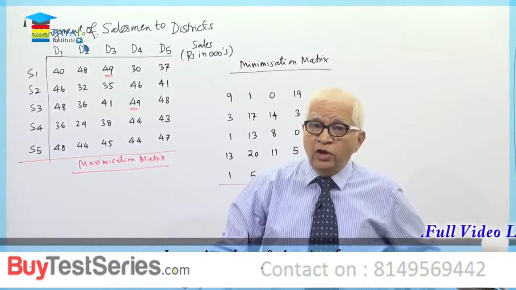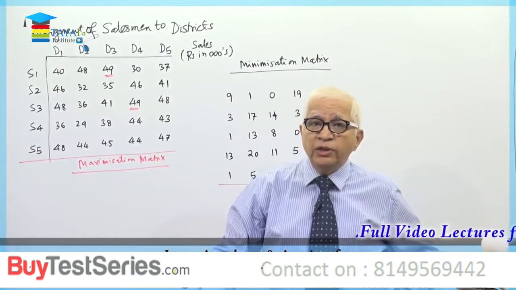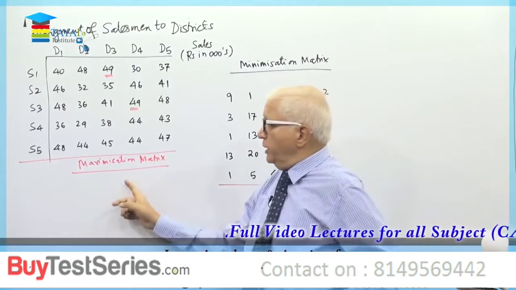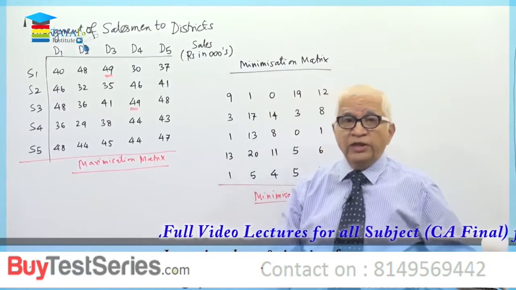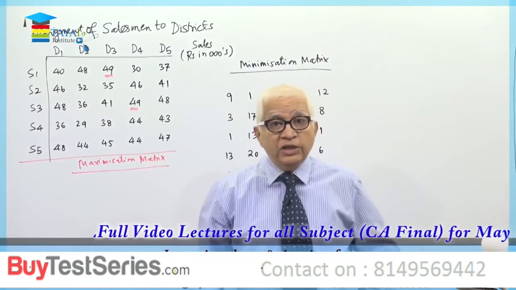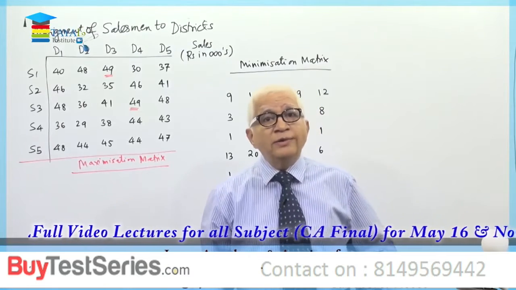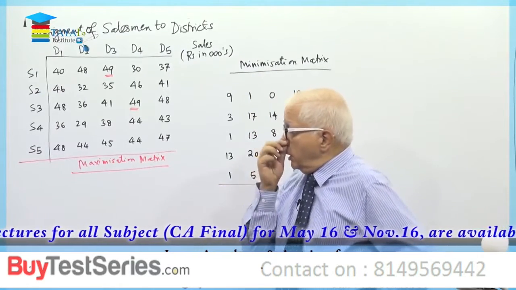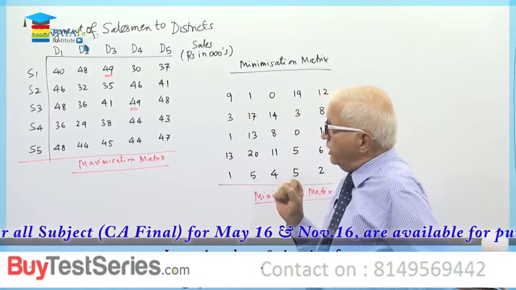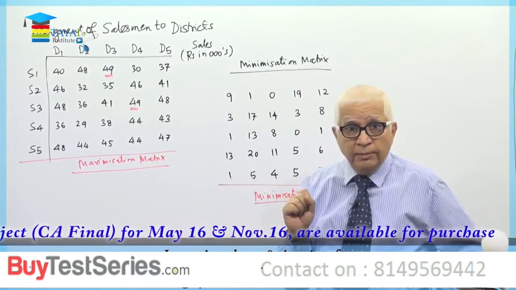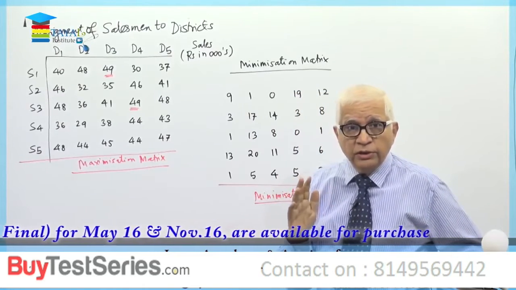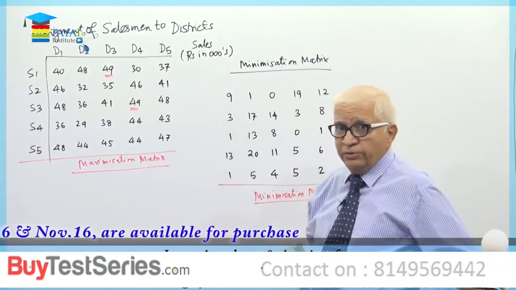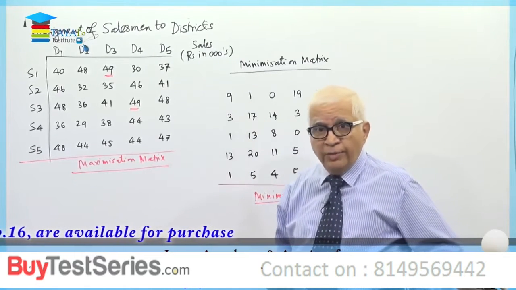Now what is the objective of this? To assign the salesmen to various districts in order to maximize the sales, and therefore I am calling it the maximization matrix. What is our objective? Assign the salesmen to districts in such a way that the total sales are maximized. Fine. Now, 5 salesmen, 5 districts, so it's a balanced problem. The number of resources is equal to the number of uses. It's a maximization problem where the sales are required to be maximized.